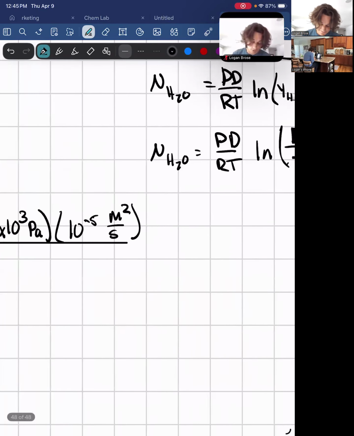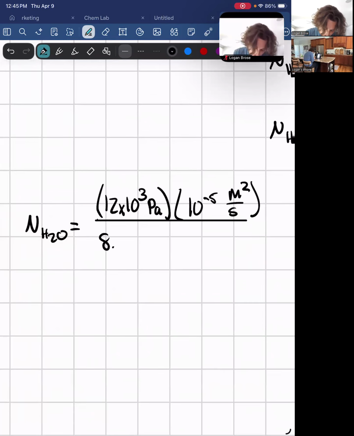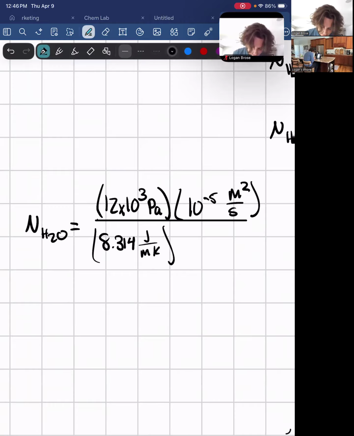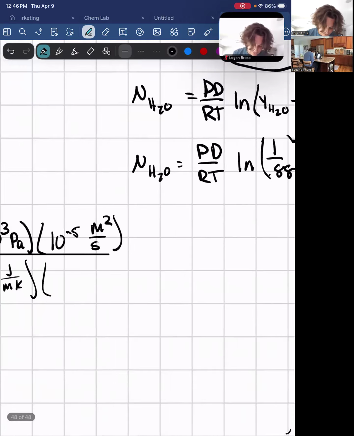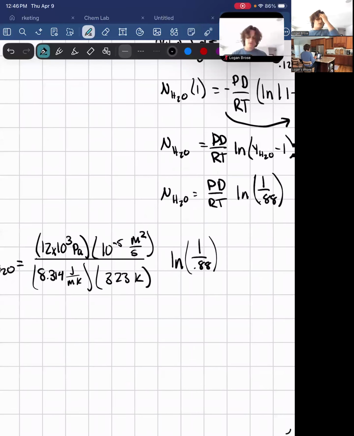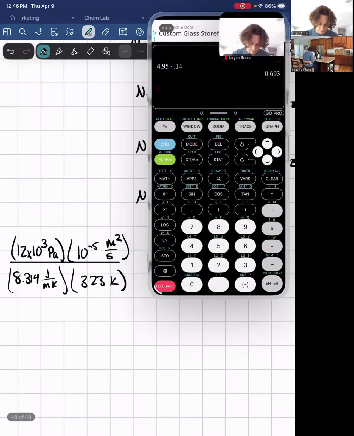And then over RT, right? So it's our 8.314 joules per mole Kelvin, times our temperature, which is 323 Kelvin, times ln of 1 over 0.88, right? So what we will do here is we will pull out the trusty calculator and plug this in, right?